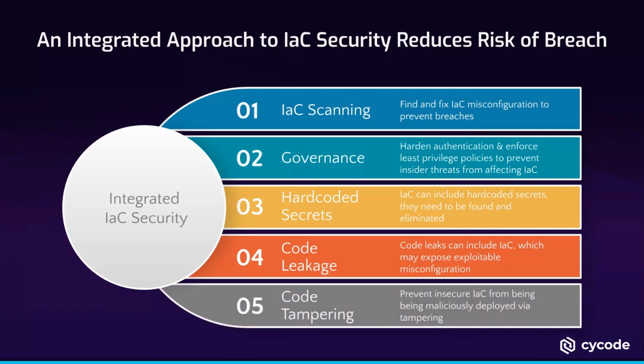And the last bit comes down to code tampering. Finding ways to prevent code tampering throughout your software delivery pipelines and processes can be very important. Essentially, you want to prevent insecure IaC from being maliciously deployed via this tampering. So that can be the last piece of the pie. And by taking these things together, it allows you to take a holistic, risk reduction approach to your IaC security program.